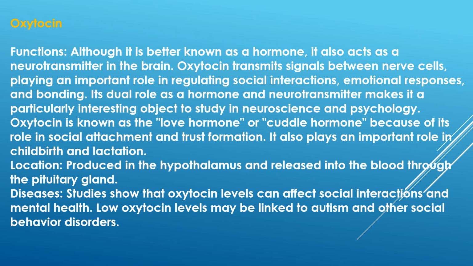Oxytocin is known as the love hormone or cuddle hormone because of its role in social attachment and trust formation. It also plays an important role in childbirth and lactation. Location: produced in the hypothalamus and released into the blood through the pituitary gland. Diseases: studies show that oxytocin levels can affect social interactions and mental health. Low oxytocin levels may be linked to autism and other social behavior disorders.